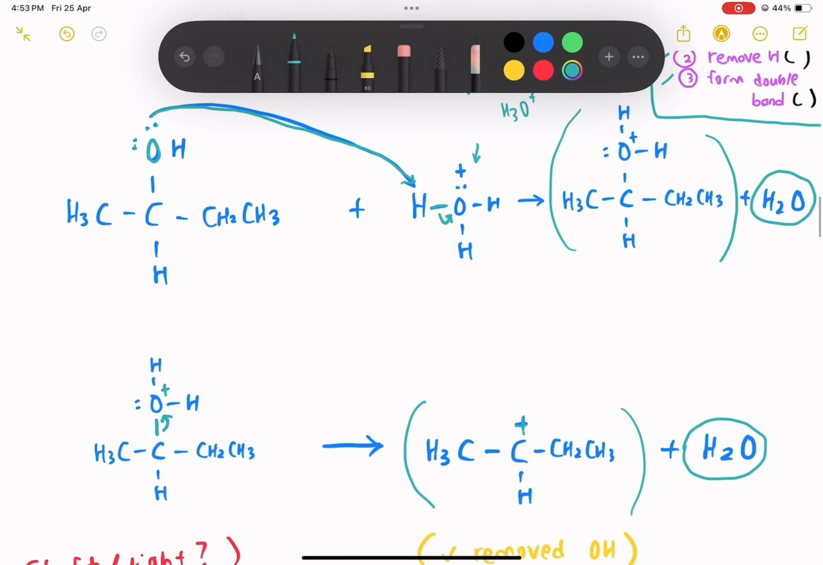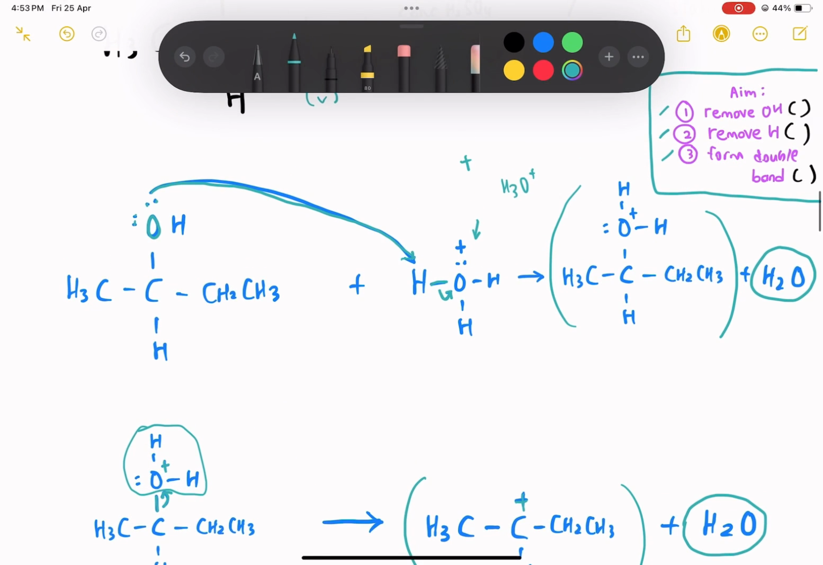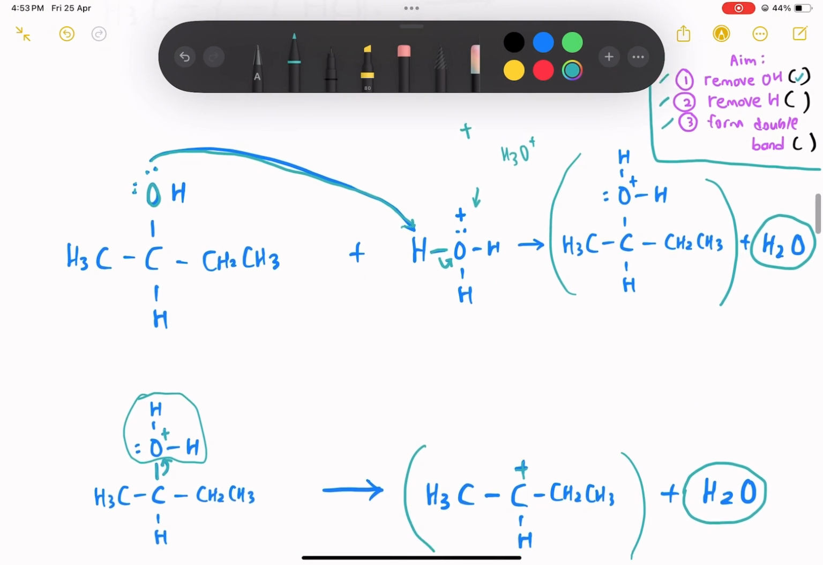And from this second step, we know that OH is already removed. So our first step is achieved. So we take at the aim for the first step, remove OH, we have done. So next step, we will need to remove H.